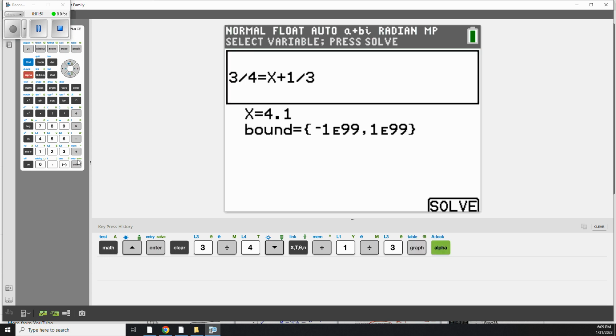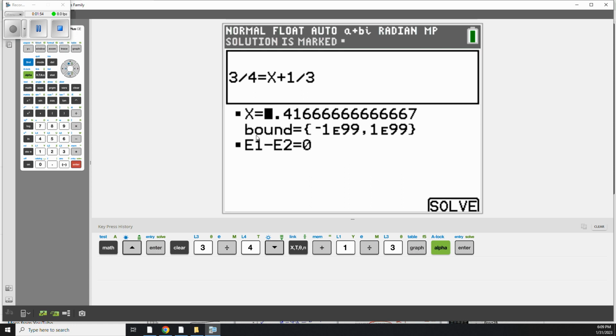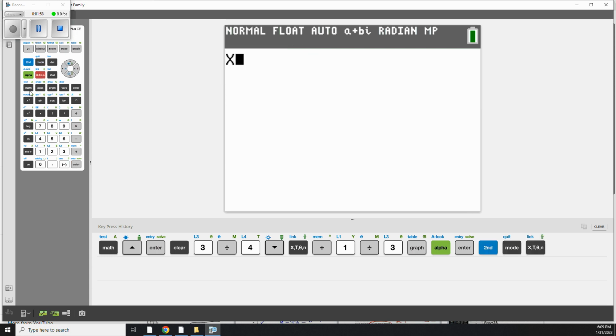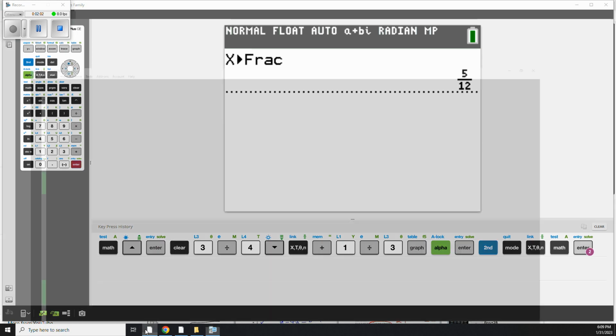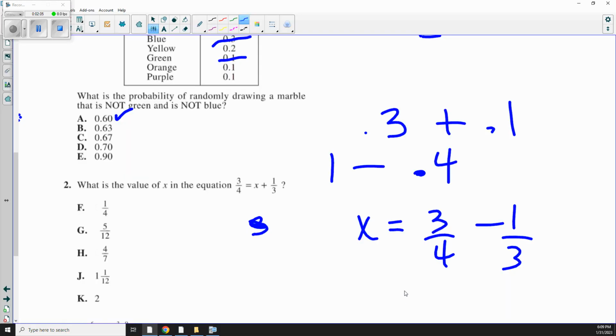Okay, alpha, solve, and you get 0.41. Remember that's solved now as x, math, frac. So the answer is 5/12, G.